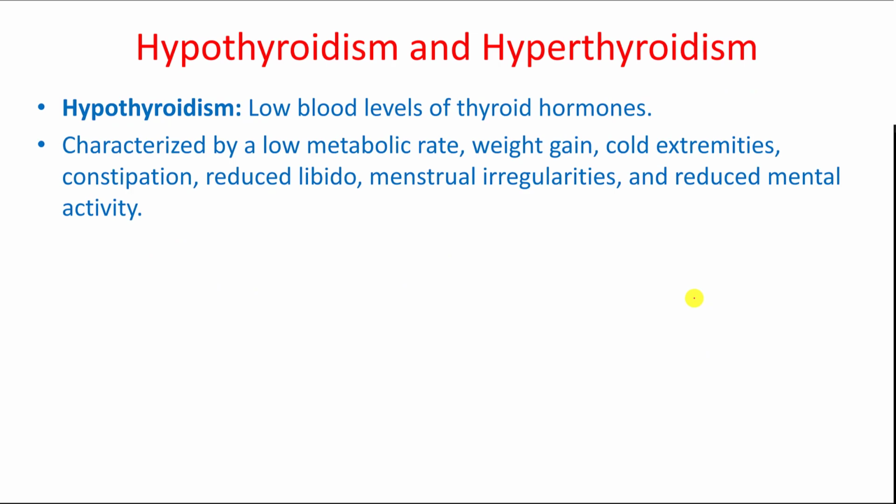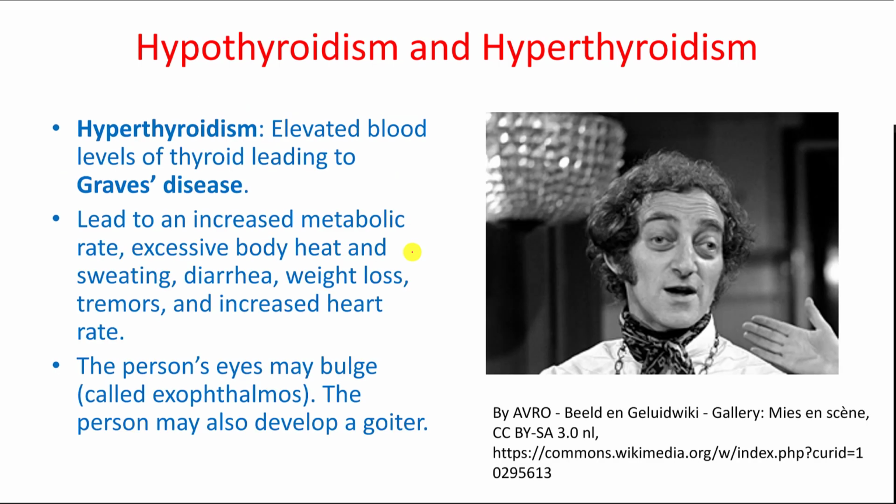Sometimes we have a problem in the production of the thyroid hormone, not necessarily associated with the iodine, but there's a problem in the gland. So that's when we call it hypothyroidism. So this is low levels of the thyroid hormone. This will be characterized by low metabolic rate, weight gain, cold extremities, reduced libido, irregularities in the menstrual cycle, constipation, reduced mental activity, all of this because of the low thyroid hormone levels.